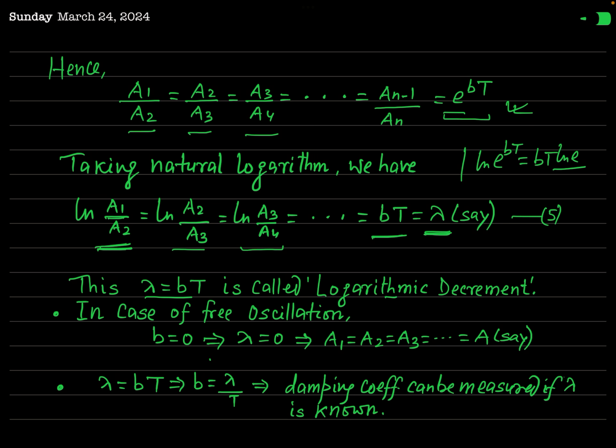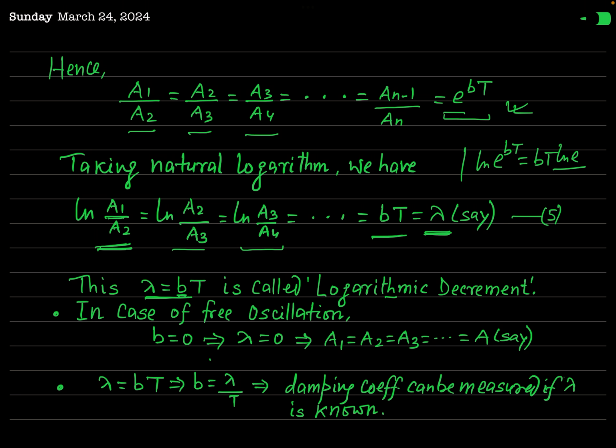Now you can see this logarithmic decrement lambda depends on the value of the damping coefficient, and as the damping coefficient depends on the nature of the medium, if the same oscillator oscillates in different media, this logarithmic decrement will be different because of the different value of b.